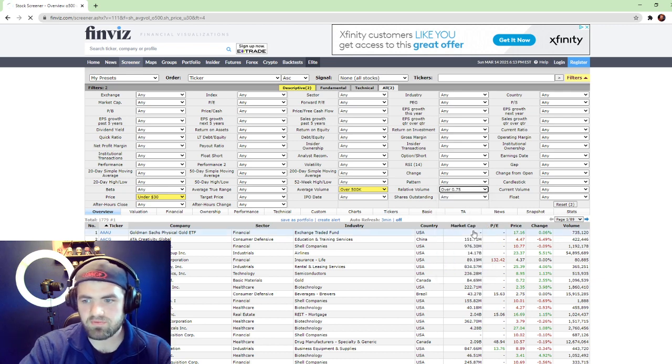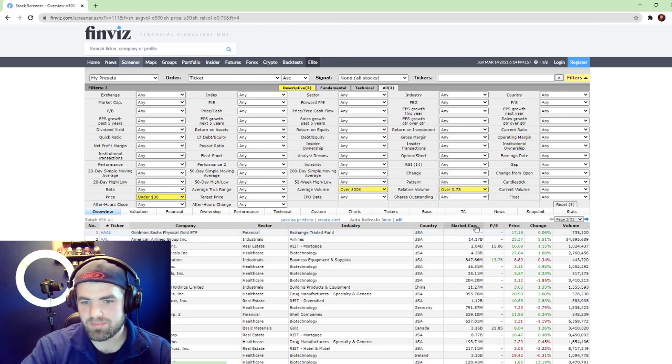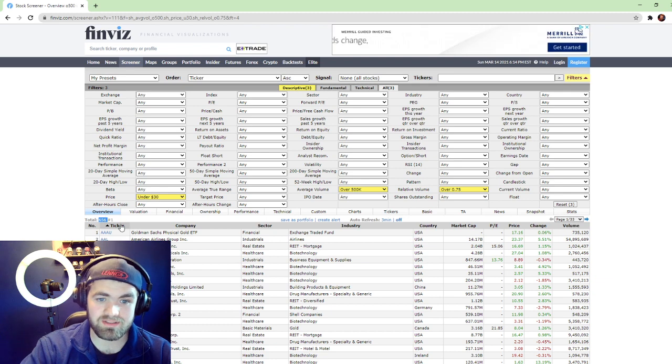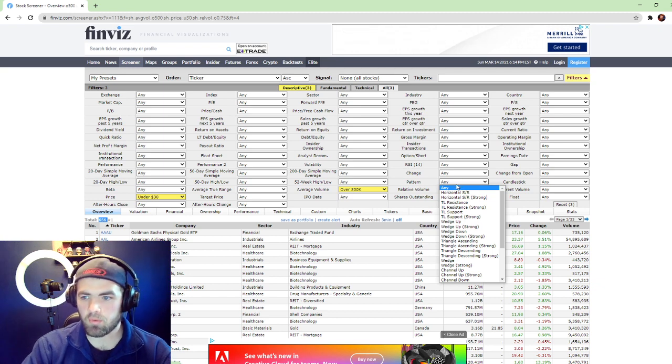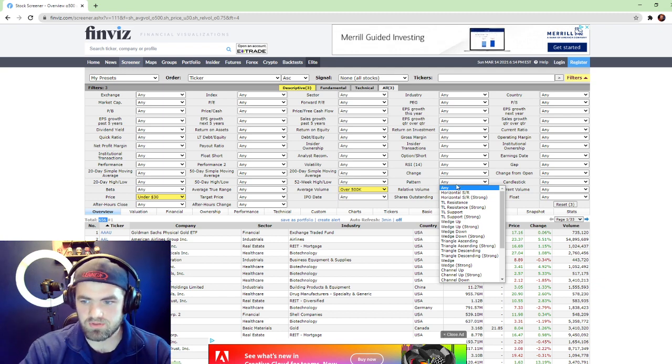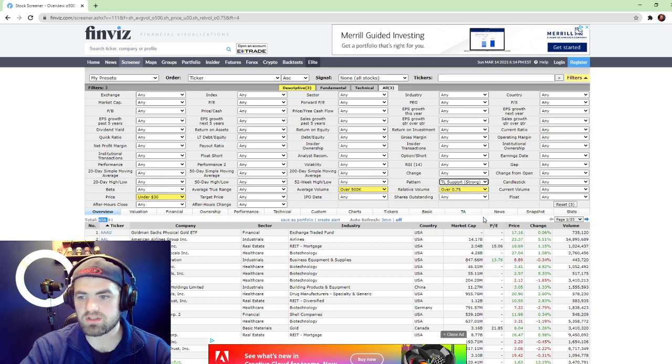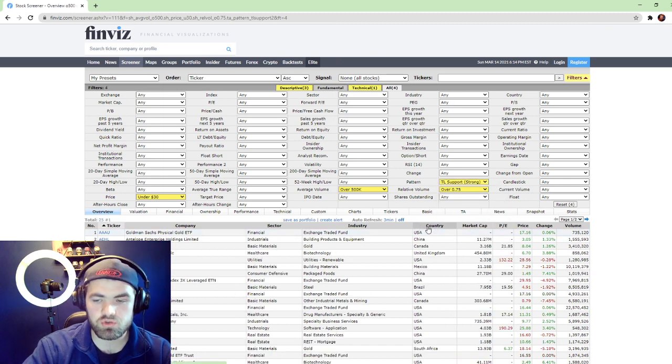We'll just go 0.75 for the time being. So now we eliminate it all the way down to 656 stocks. So now the next thing is we want a pattern. Remember how I said support, resistance? So now we're going to want to go support strong. So these are going to be stocks that are at very strong support.